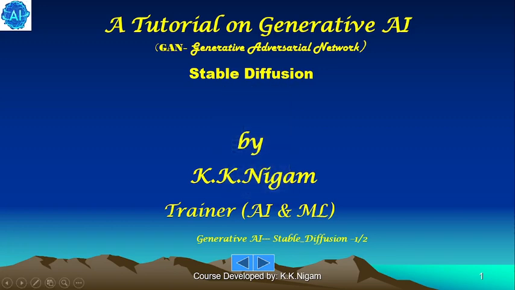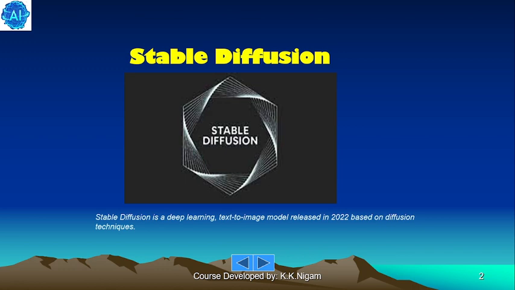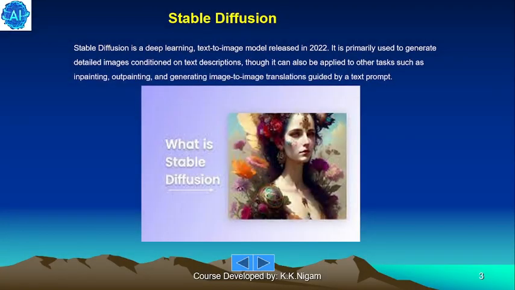So let's move on to the next topic, that is GAN's Stable Diffusion. Stable diffusion is a deep learning text to image model released in 2022 based on diffusion techniques.